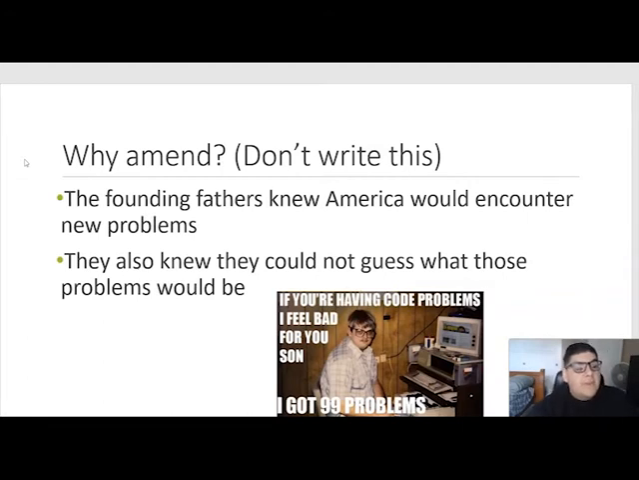You guys didn't have to write this one down, so think about it. The Founding Fathers knew America would encounter new problems. They also knew they could not guess what those problems would be. So that's why they added the ability to make an amendment to the Constitution. Meaning that when technology changes, for example now that we have computers and iPads and smartphones and all that, the government can adjust to it, like adjusting to cybersecurity and things like that.